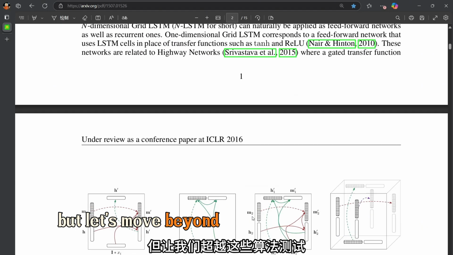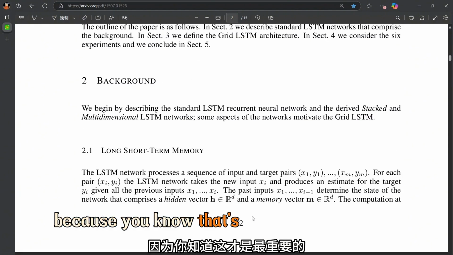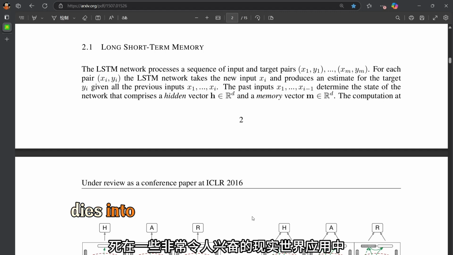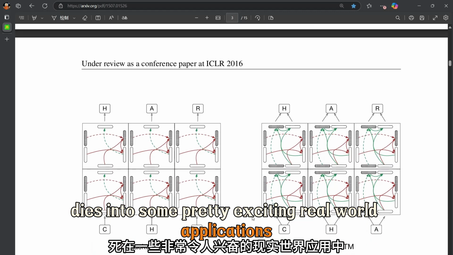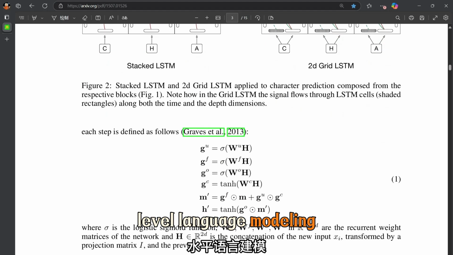But let's move beyond these algorithmic tests. Can Grid LSTM handle the real world? Because that's where it really counts. Right, that's the big question. And this paper actually dives into some pretty exciting real-world applications. One that really stood out to me was character-level language modeling.